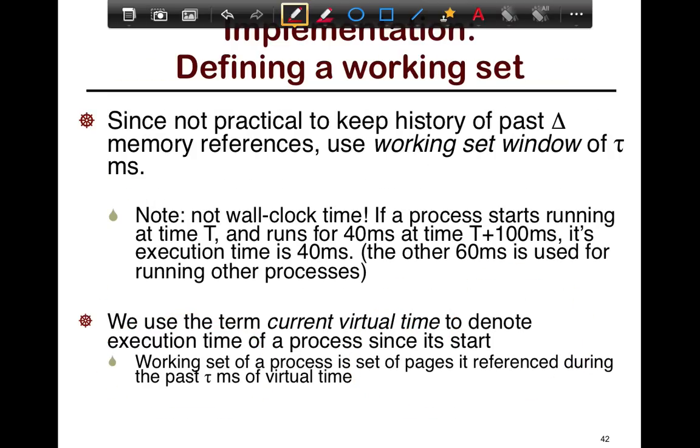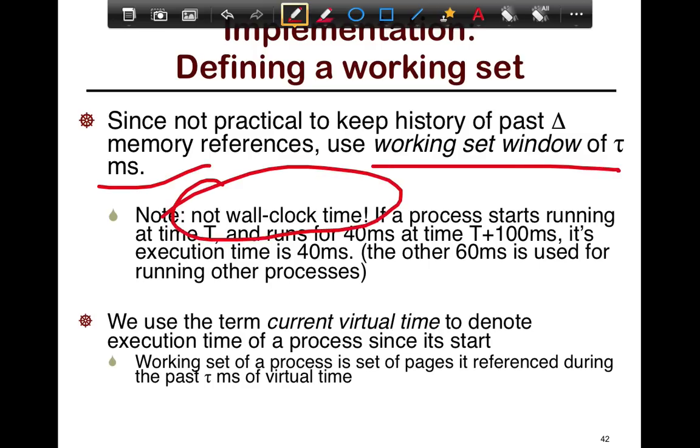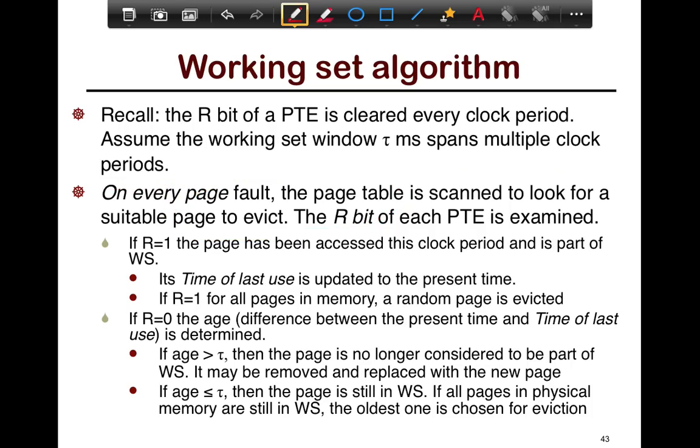Since it's not practical to keep a history of all the memory references, we can use a new working set definition as a window of time. Just to note, this is not wall clock time. This is the time that the process is actually actively running for. So we use the current virtual time to denote the start of the process. Based on that, we look at a given chunk of time when the process was running, and we look at how many page references happened in that window in order to give an idea about what the working set size is.